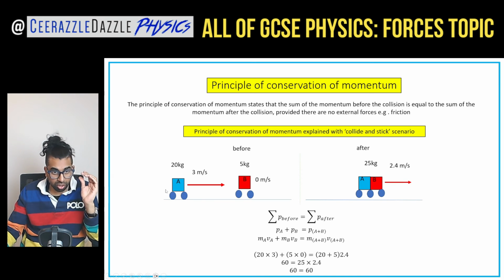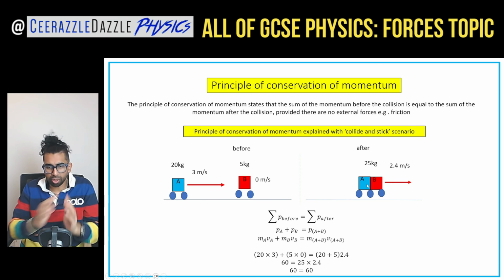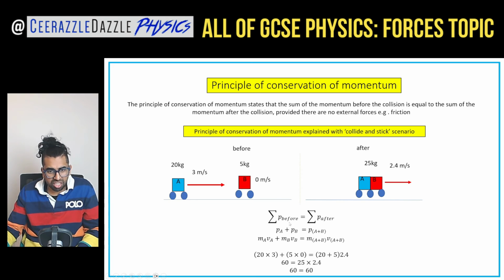So in this example, I've got car A colliding with car B. Car B is stationary. But afterwards, when they collide, they stick together and move off. Hopefully you can see that the sum of the momentum before is equal to the sum of the momentum afterwards. So the momentum of this plus the momentum of this one should be equal to the momentum of both of them combined afterwards. And if you check the maths, 20 times 3 plus 5 times 0 should be equal to 25 times 2.4. It's 60 on both of them. Yes, momentum is conserved in this example.